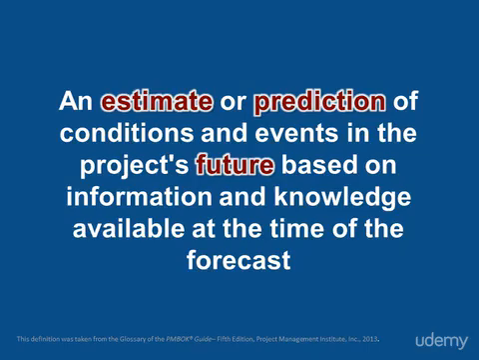Let us shift our attention from performance indices to forecasting, and the PMBOK guide defines forecasting as an estimate or prediction of conditions and events in the project's future based on information and knowledge available at the time of the forecast. The PMBOK guide definition continues to state that the information is based on the project's past performance and expected future performance and includes information that could impact the project in the future, such as estimate at completion and estimate to complete. We will explain what is meant by estimate at completion and estimate to complete in a little while.